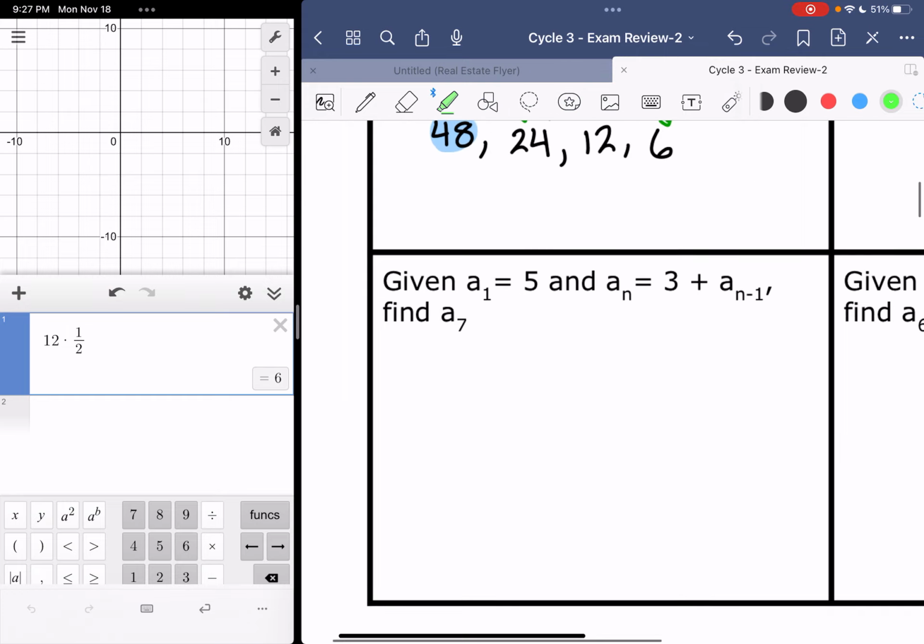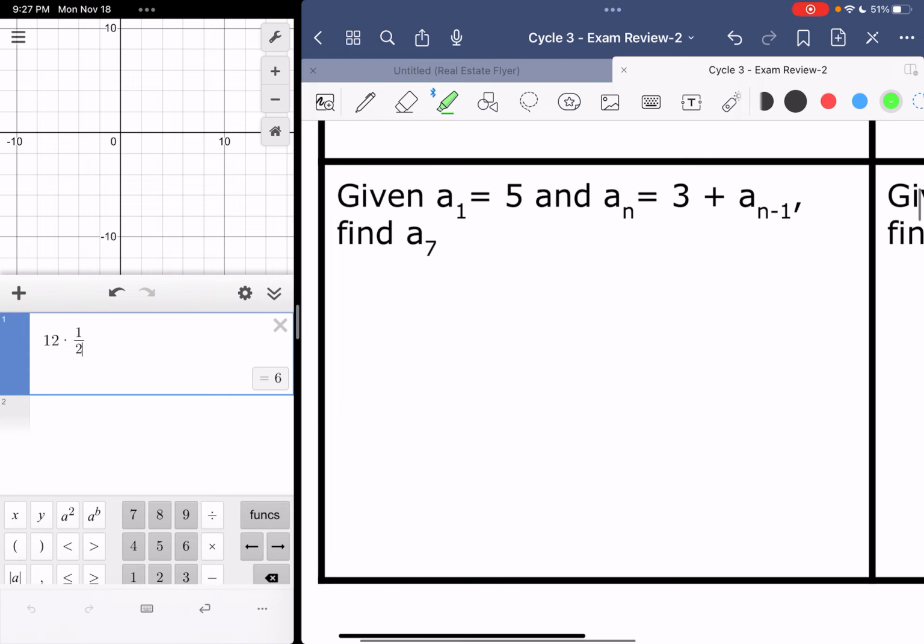All right, popping over to the last example, we have given A1 is 5. So immediately what I'm seeing is A1 is 5. That means term 1 is 5. My first term is 5. Next, I have A of n. So any term is 3 plus the term that came before it. That right there will be called my common difference.